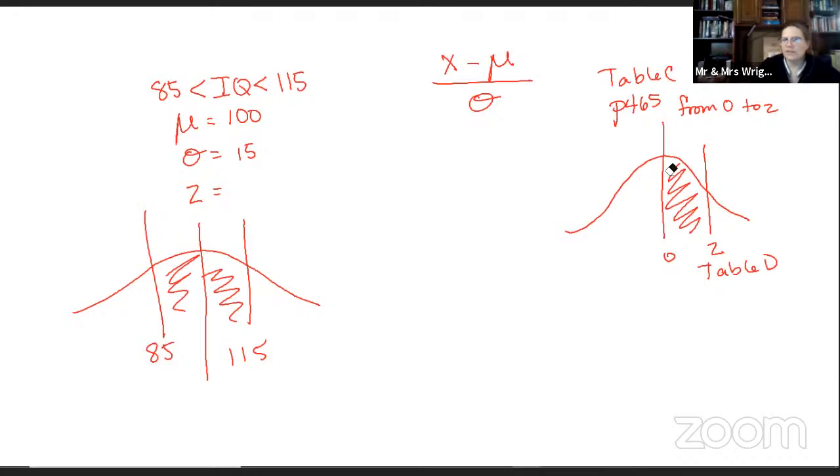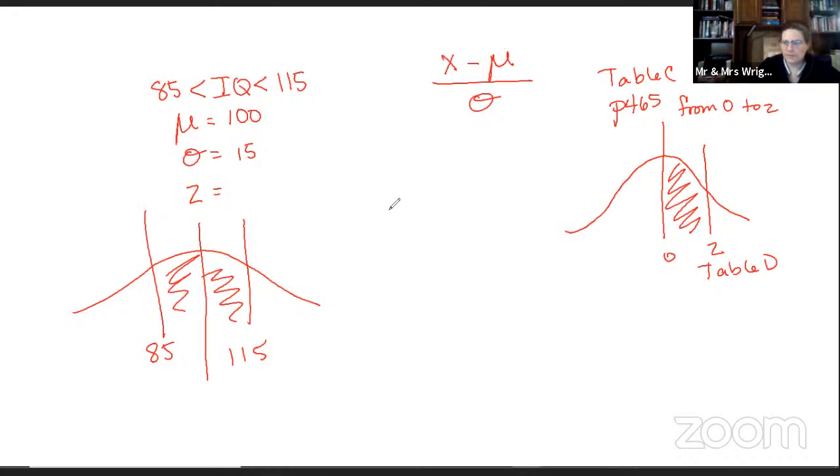So what we need is 0 to Z, or 0 to 115, and then on the other side, 0 to 85. You can pick either of these numbers. Oops, I chose the wrong thing. Here we go. You can choose either of those numbers, 85 or 115, to figure out what this is going to be.